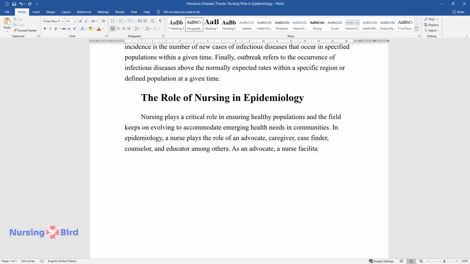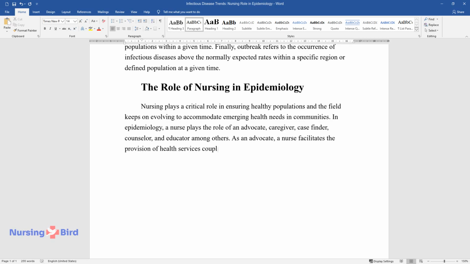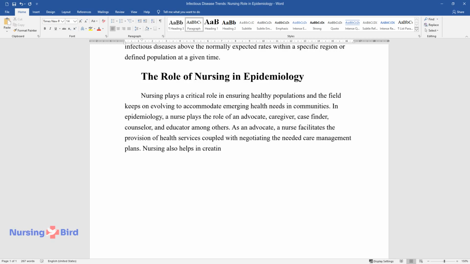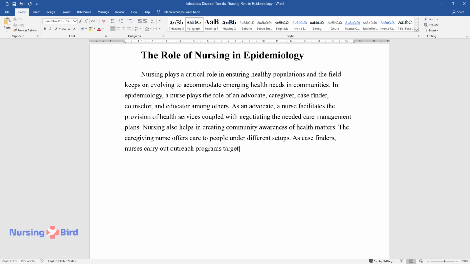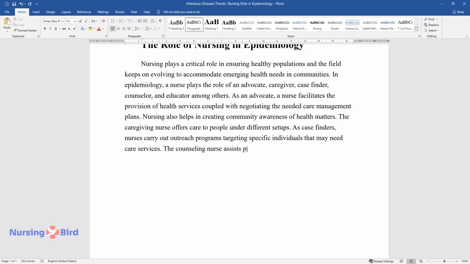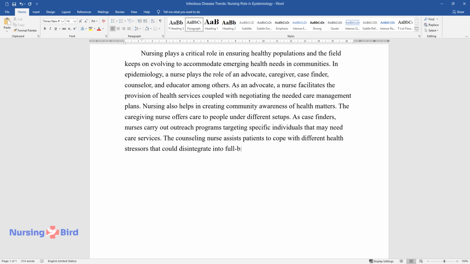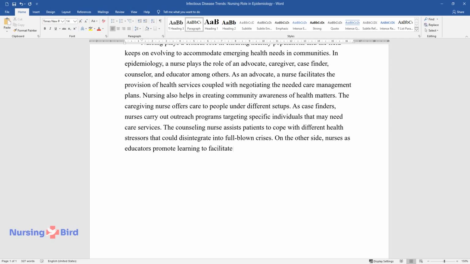As an advocate, a nurse facilitates the provision of health services coupled with negotiating the needed care management plans. Nursing also helps in creating community awareness of health matters. The caregiving nurse offers care to people under different setups. As case finders, nurses carry out outreach programs targeting specific individuals that may need care services. The counseling nurse assists patients to cope with different health stressors that could disintegrate into full-blown crises. On the other side, nurses as educators promote learning to facilitate positive healthcare outcomes.